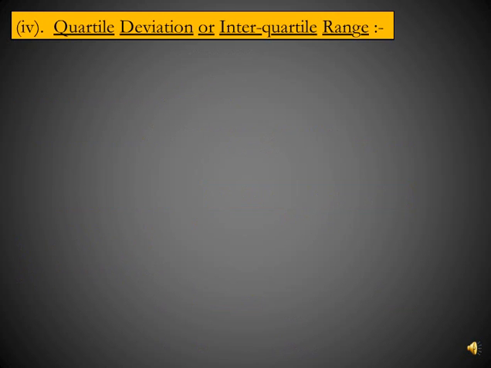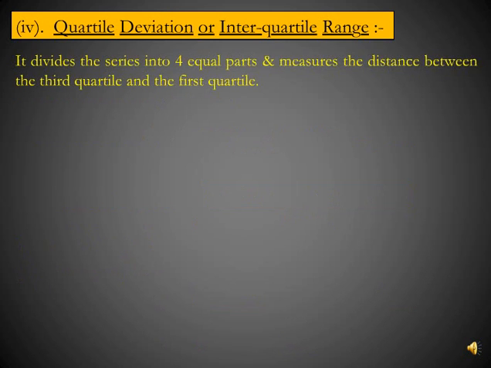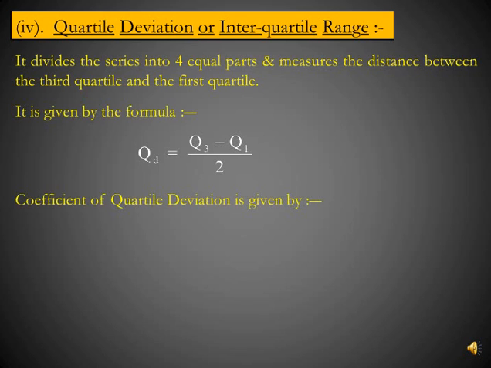Now our fourth measure of dispersion is quartile deviation, also known as interquartile range. What is it? It divides the series into 4 equal parts and measures the distance between the third quartile and the first quartile. So it is given by the formula QD is equal to Q3 minus Q1 upon 2, and also coefficient of quartile deviation is given by the formula Q3 minus Q1 upon Q3 plus Q1 into 100.